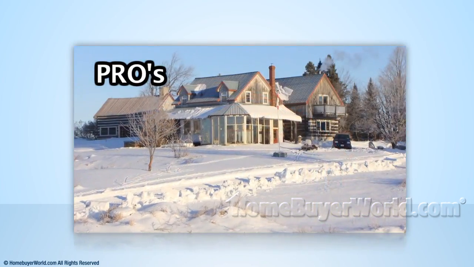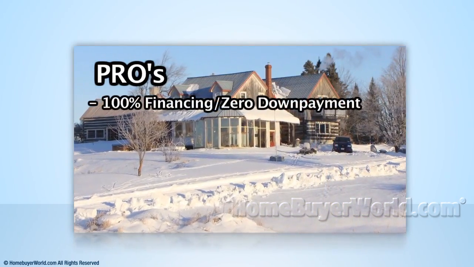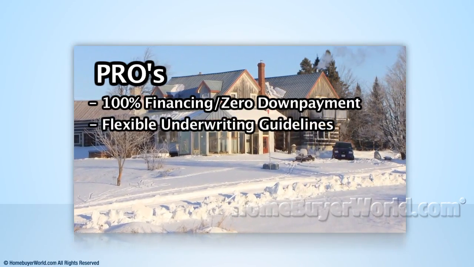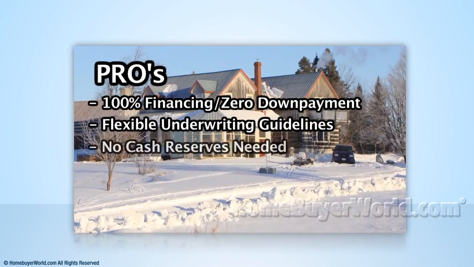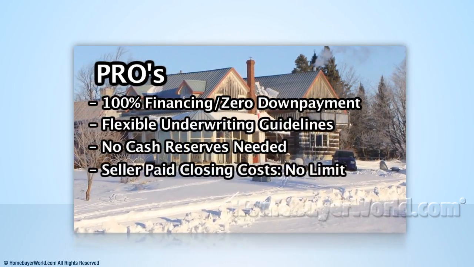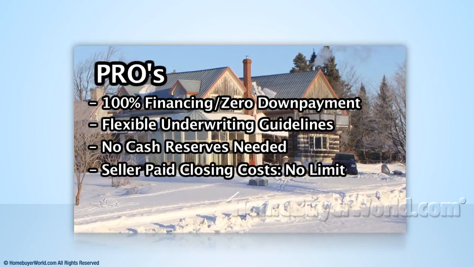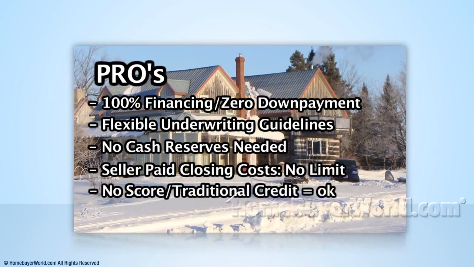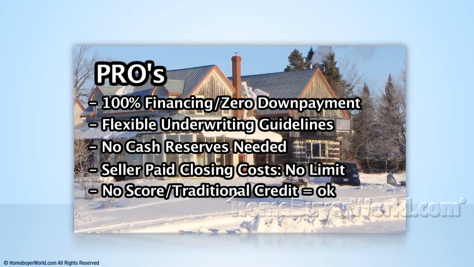Pros. 100% financing, 0 down payment. Flexible underwriting guidelines, same as FHA. No cash reserves needed. Seller can pay an unlimited amount in closing costs, unless the amount paid is abnormal for the area or the market the home is in. Even buyers with no score and no traditional credit can be approved.